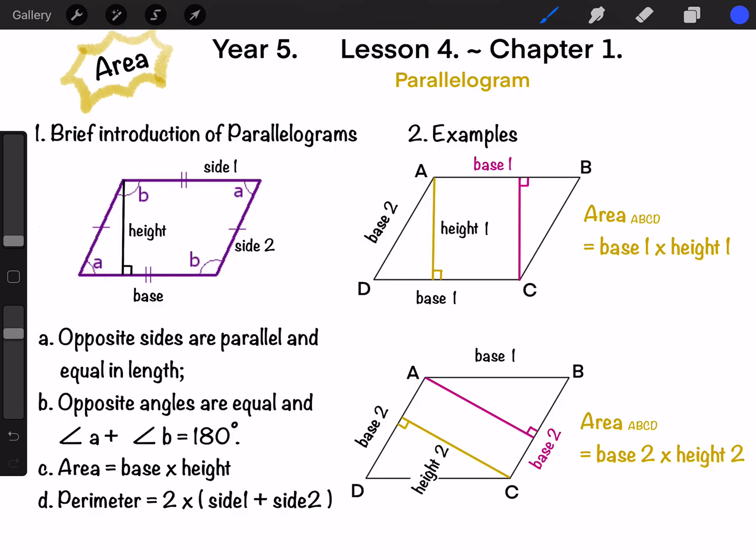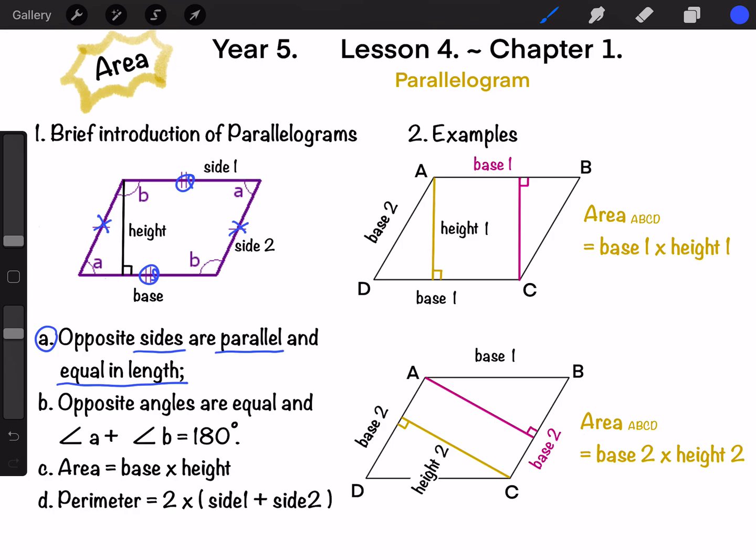A parallelogram has 4 sides. Opposite sides are parallel and equal in length. This pair of sides, they are opposite to each other, parallel to each other, and equal in length. This pair of sides, they are opposite to each other, parallel to each other, and equal in length.